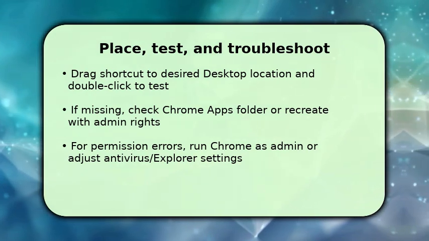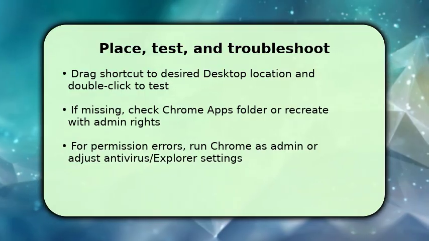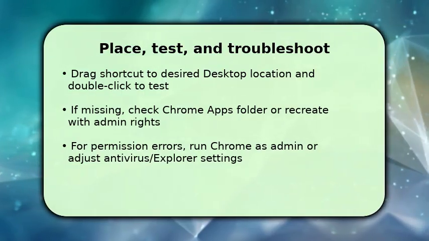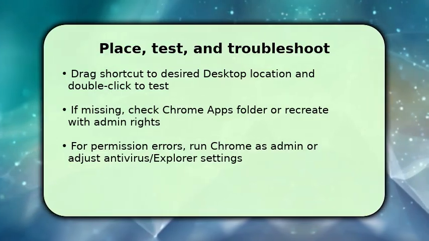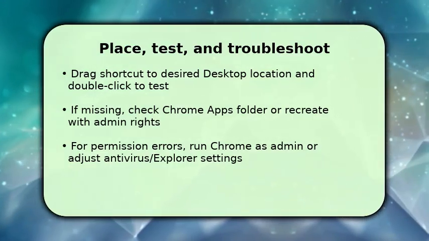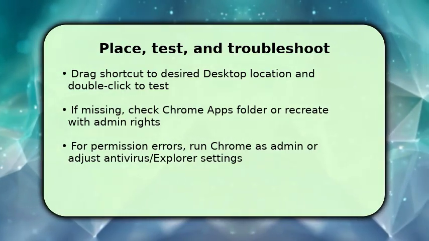If the shortcut is missing, look in the Chrome Apps folder or repeat the creation process. Sometimes Windows permissions or antivirus settings block desktop creation. If you get permission errors, run Chrome as administrator briefly or adjust security settings, then recreate the shortcut. That resolves most issues.